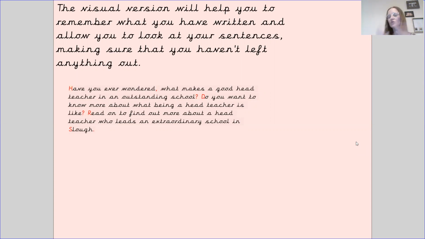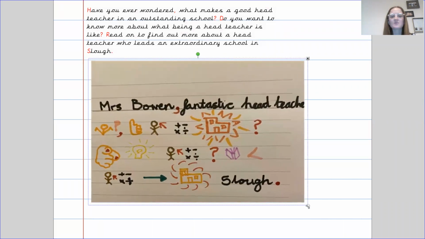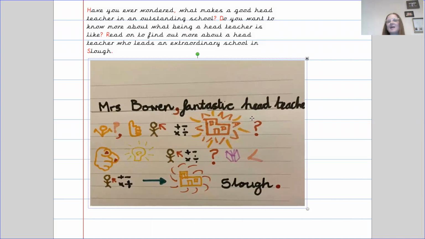So I'm going to create a visual representation of this. I'm also then going to include some of the words that maybe are a bit difficult to draw or that I may want to focus on the spelling of. I will keep that in there. So my drawing looks as follows. I've got Mrs. Bowen, fantastic head teacher, is my heading, and I've also underlined it. You can't really see, but I have underlined it with a pencil.